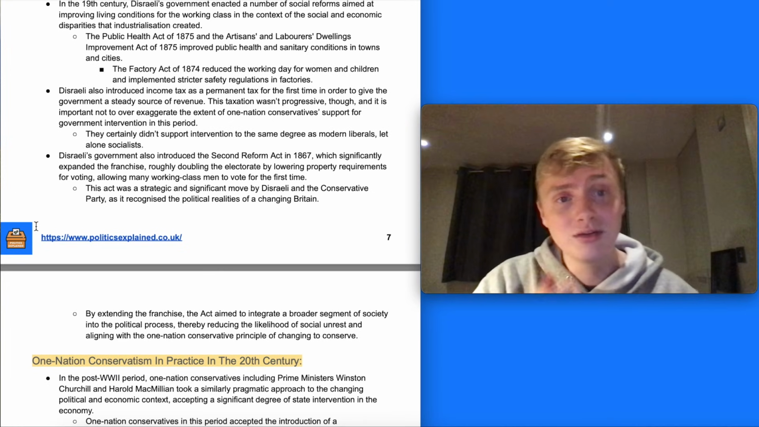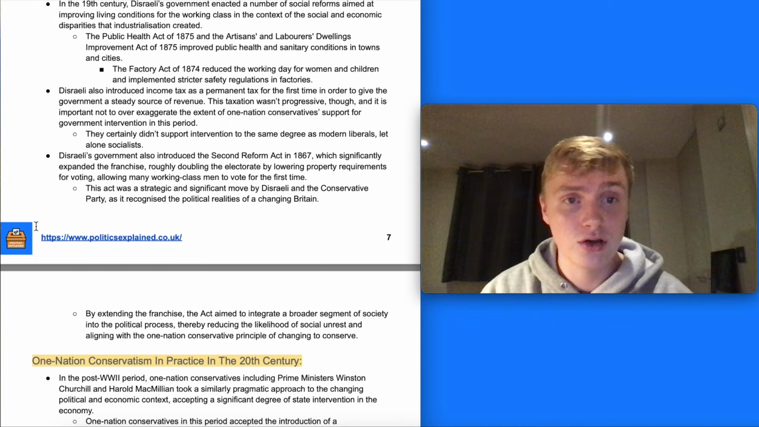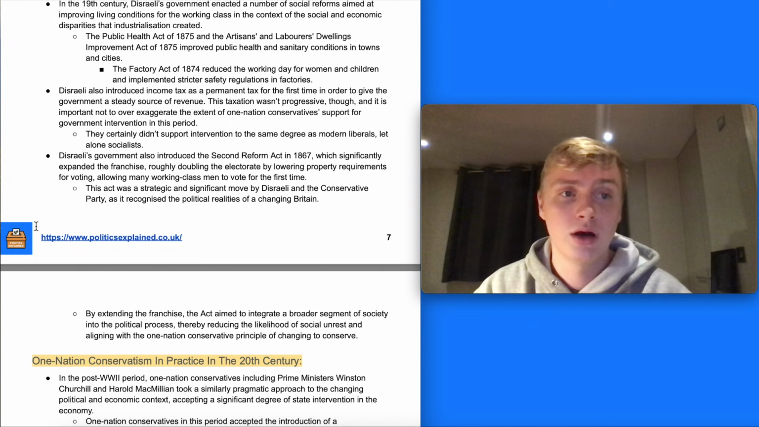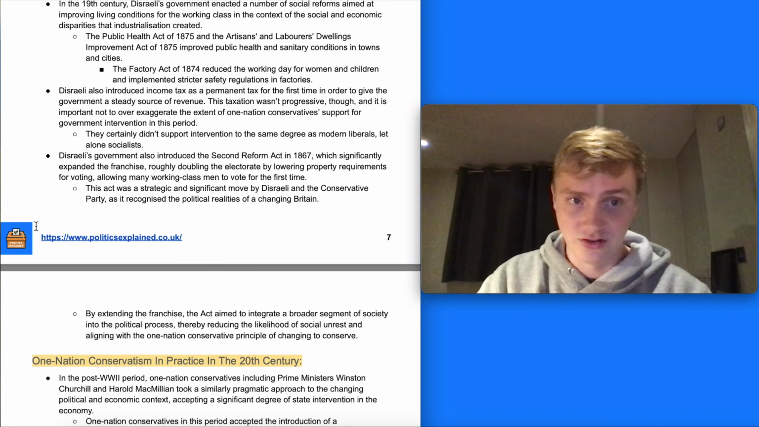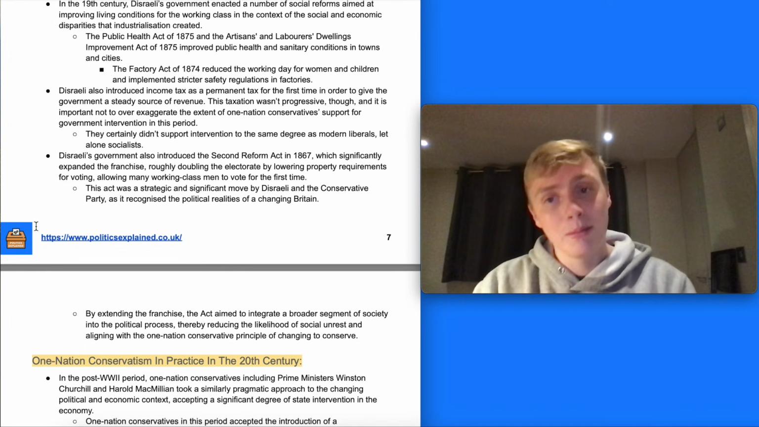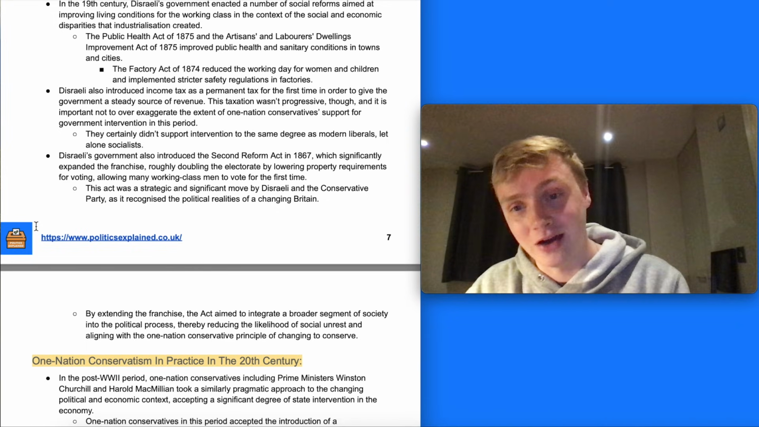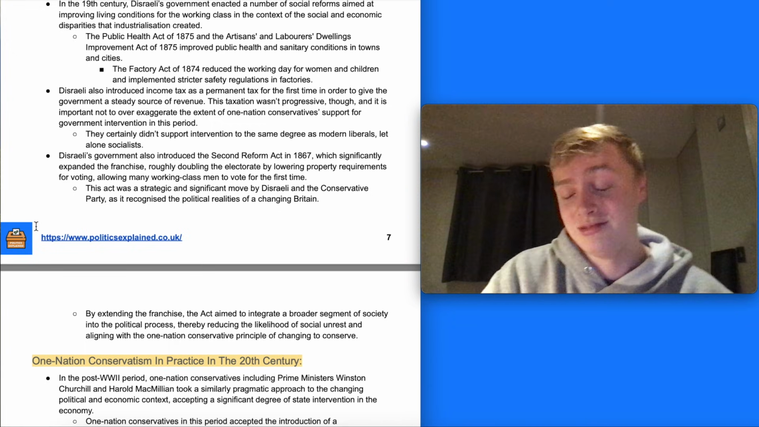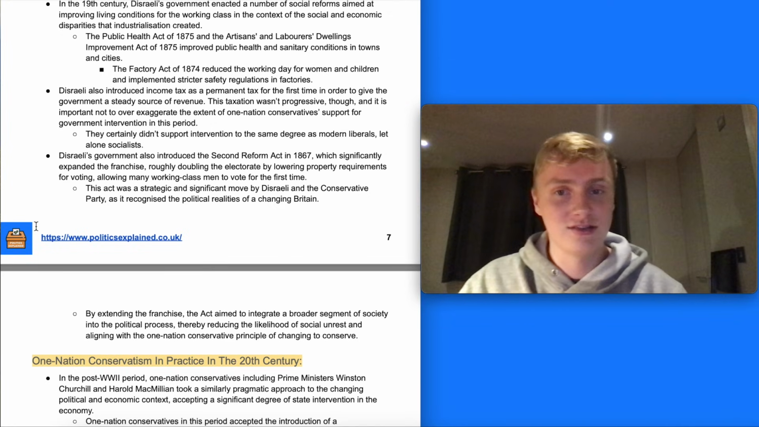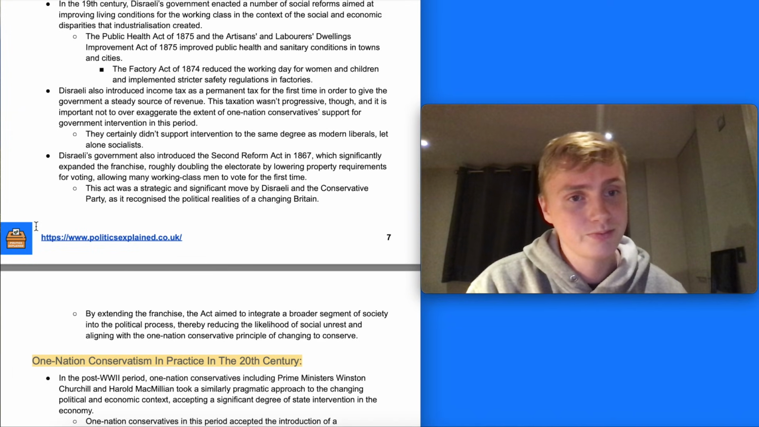Disraeli also introduced income tax as a permanent tax for the first time in order to give the government a steady source of revenue. This taxation wasn't progressive though, and it's important not to over-exaggerate the extent of One Nation conservative support for government intervention in this period. They certainly believed in greater state intervention than traditional conservatives, and most definitely more than neoliberals. However, they weren't modern liberals. They're far from modern liberals. They're way far away from socialists. So I think that shouldn't be exaggerated as well. We're going to look at that in a lot more detail later in the video when we look at the differences in their views over capitalism.